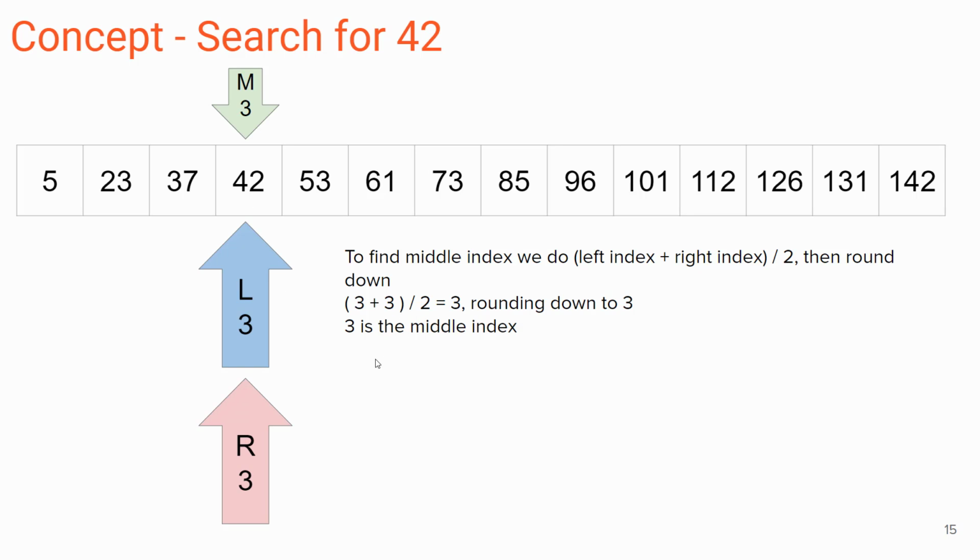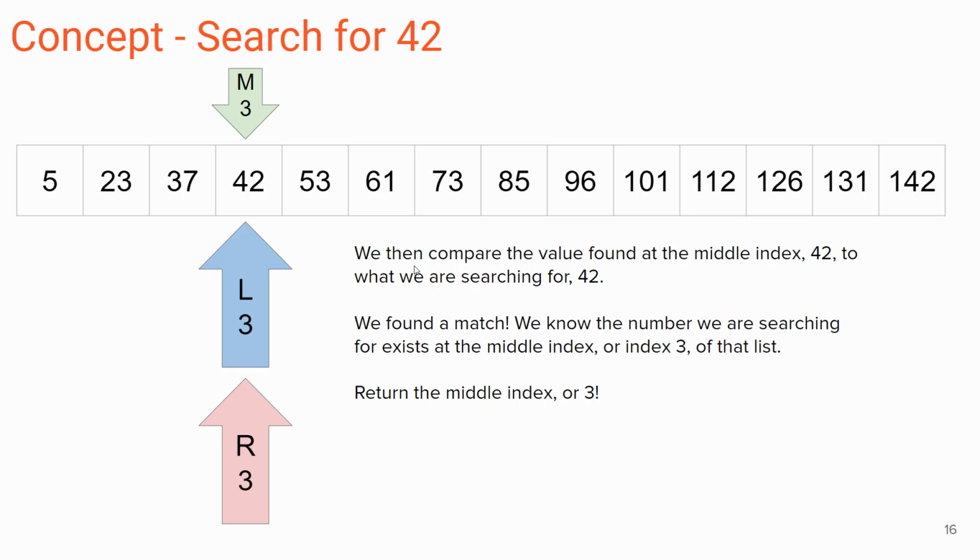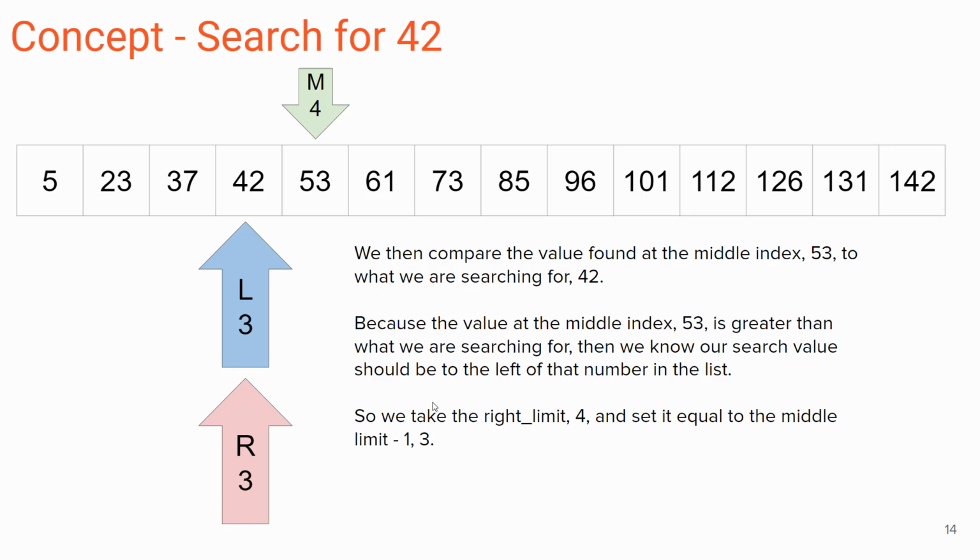3 is our middle index. We're going to do our comparison. And in this case, we say, hey, 42 matches what I'm searching for. That's awesome. Return that middle index, or return 3. So that's how this works.